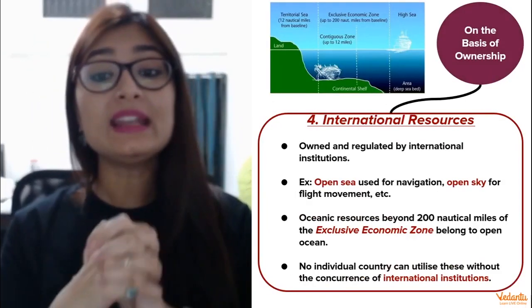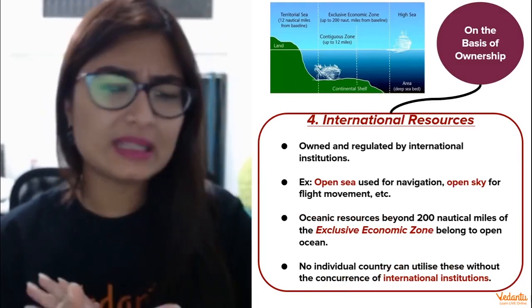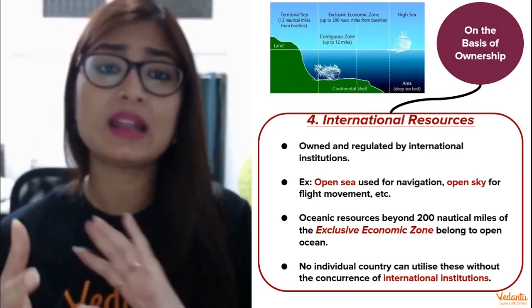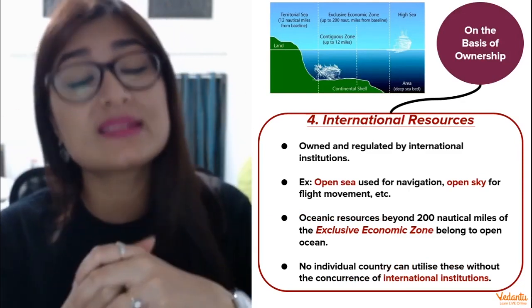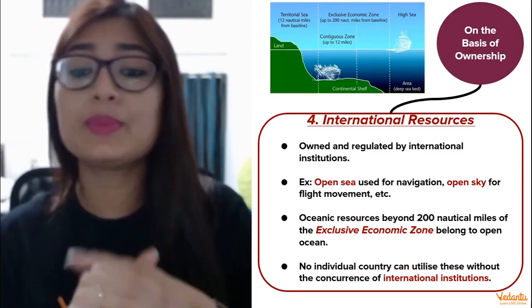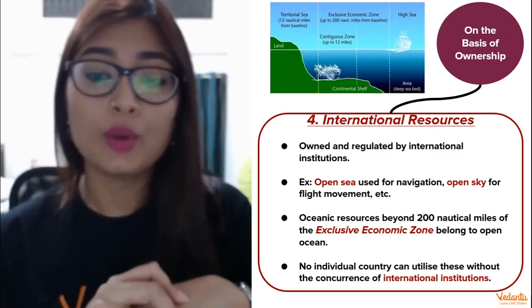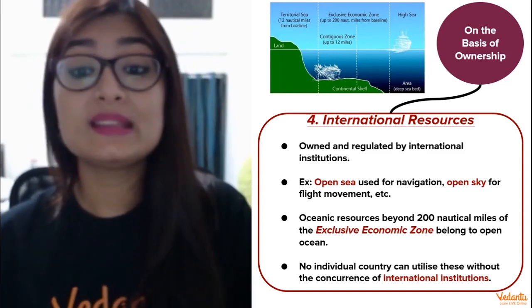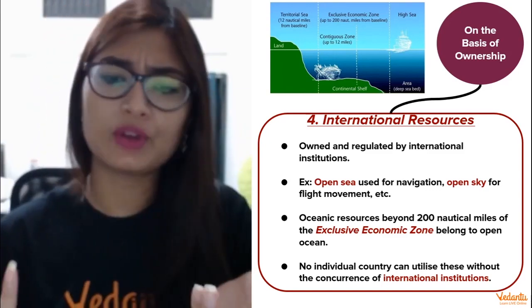Okay, then comes international resources. Now this, by the name itself, is pretty self-explanatory: these are resources which are regulated or owned by international institutions, not by any particular nation, not by any community, not by any individual. Okay, for example, open sea, that is used for navigation, open sky, that is used for flight movement, etc.